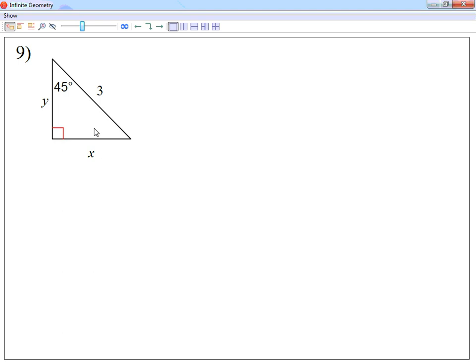Yes? Okay. Any other questions? There's another special right triangle, the 30, 60, 90, but that's next week. This week, we're only looking at the 45, 45, 90. Remember, with that, I'm referring to the angle. All right. Any questions?